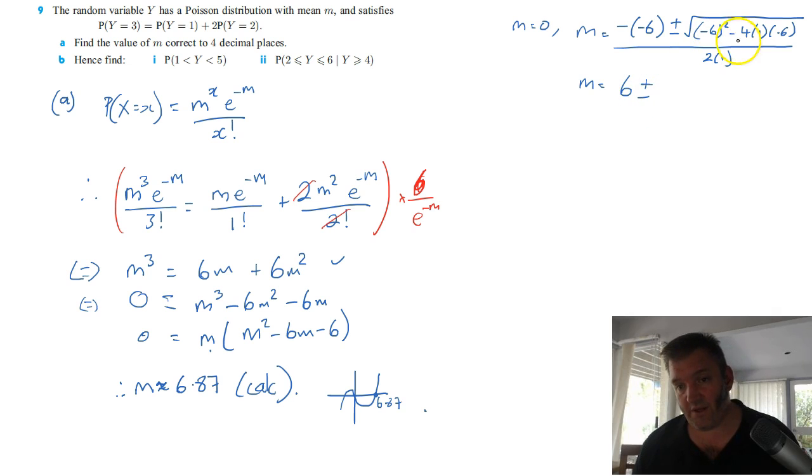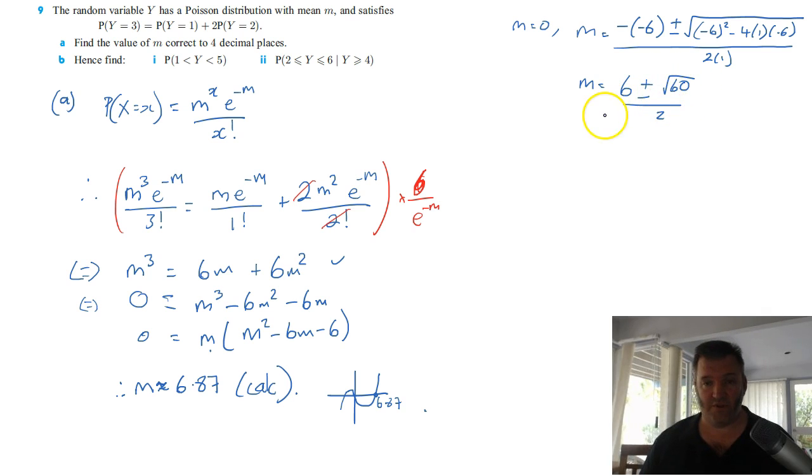Plus or minus, we've got 36 plus 24 is 60. 6 plus root 60 over 2. Root 60, of course, you can see that 4 is a factor of that. And 4 is a perfect square, so root 60 I could rewrite as root 4 by root 15, which is just 2 root 15. And now you can see the 2 is going to cancel. So we've got 3 plus or minus root 15 as the other possible answers.